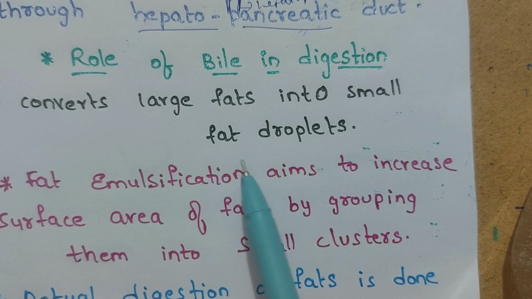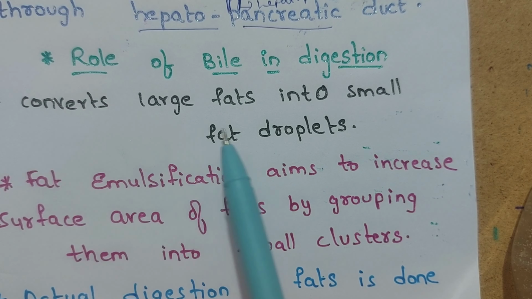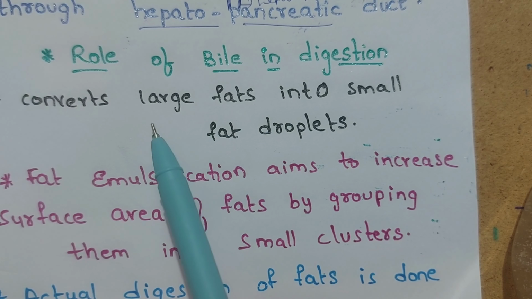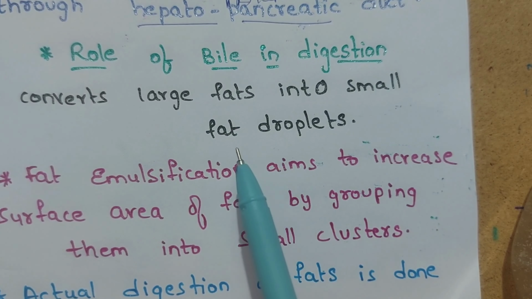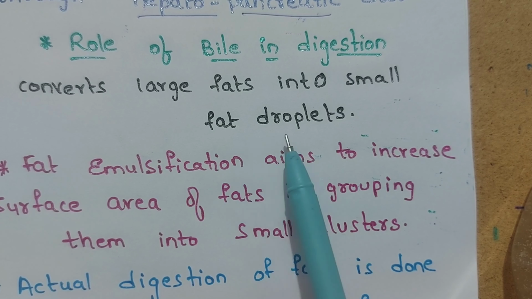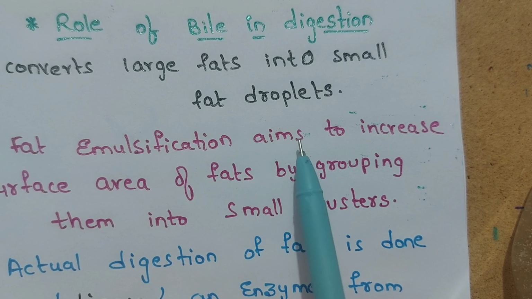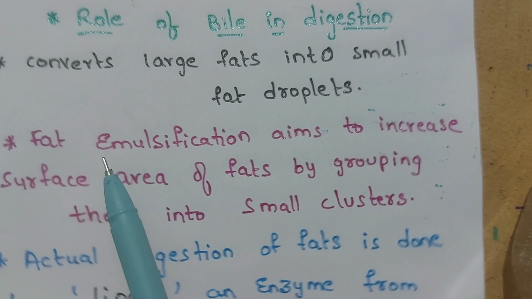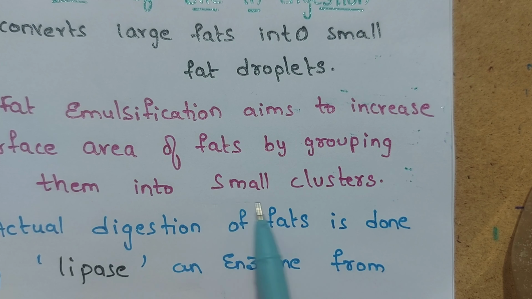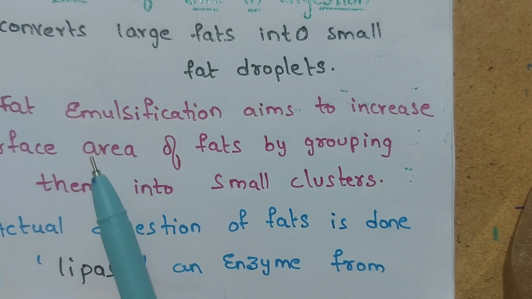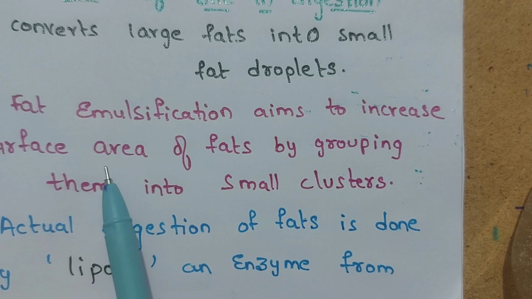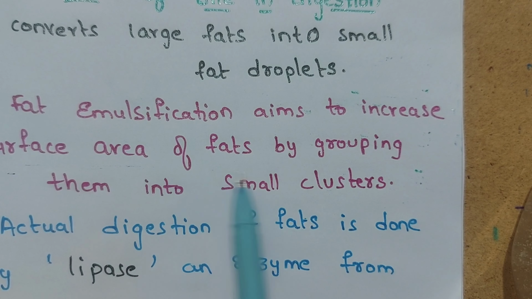The big fat molecules we eat cannot be digested in the stomach. When food travels into the small intestine, the breakdown of those large fats into small fat droplets takes place. That is called the emulsification of the fats. Fat emulsification aims to increase the surface area of the fats by grouping them into small clusters. So when you break down large fat molecules into small fat droplets, the surface area of the fats will increase.